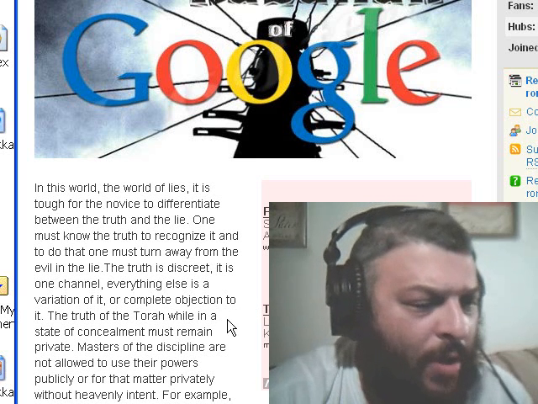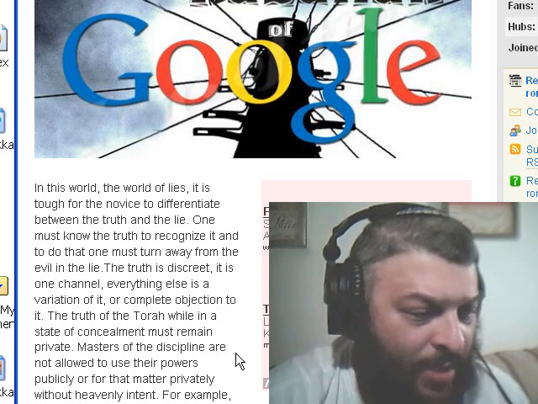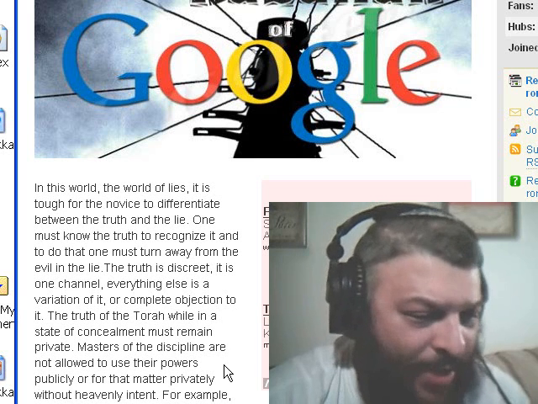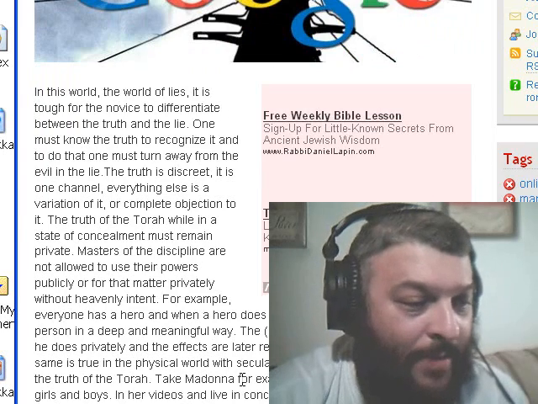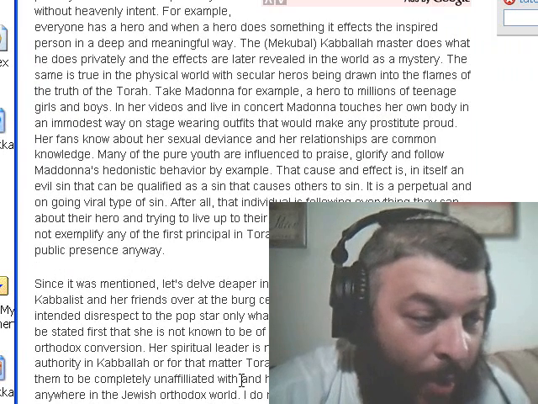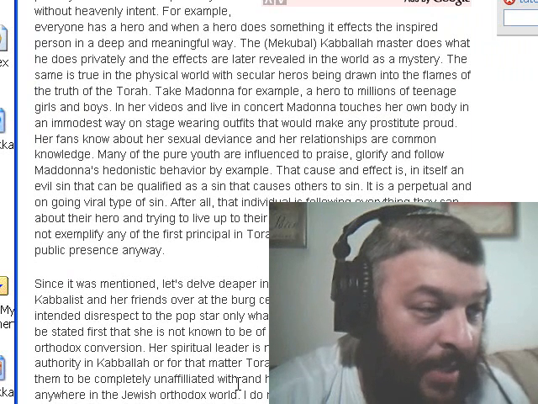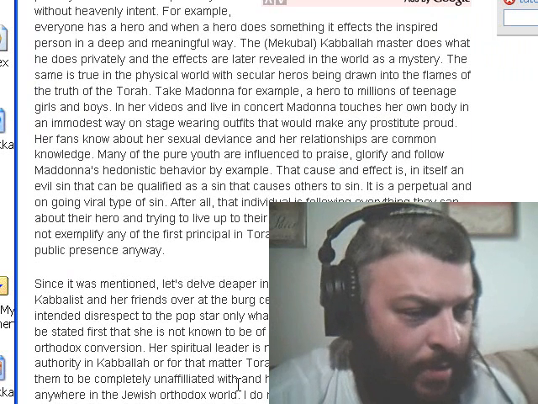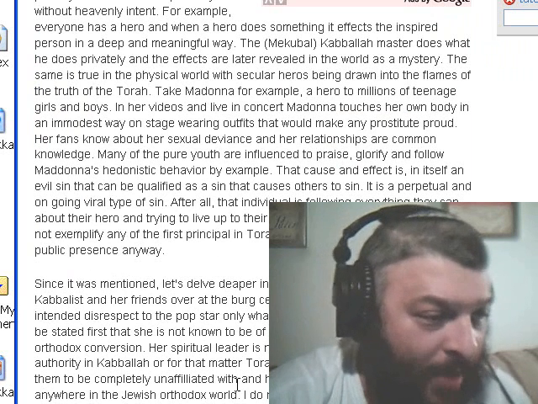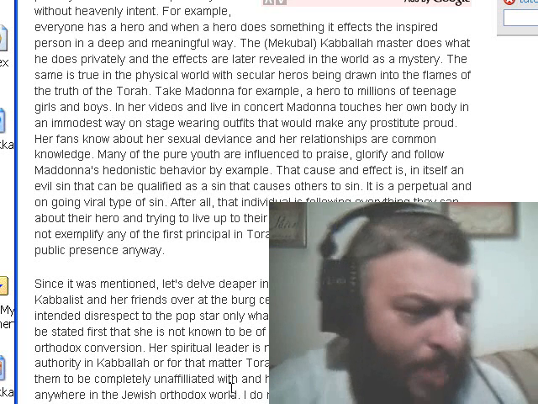The truth of the Torah, while in a state of concealment, must remain private. Masters of the discipline are not allowed to use their powers publicly, or for that matter privately, without heavenly intent. For example, everyone has a hero, and when a hero does something, it affects the inspired person in a deep and meaningful way. The Mekubal, the Kabbalah master, does what he does privately, and the effects are later revealed in the world as a mystery or a miracle.